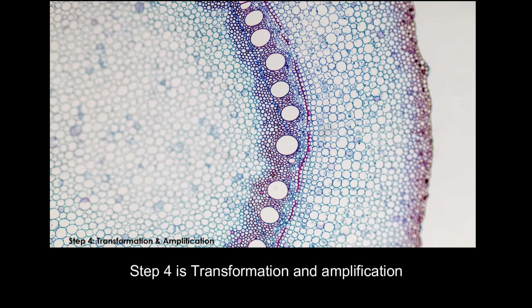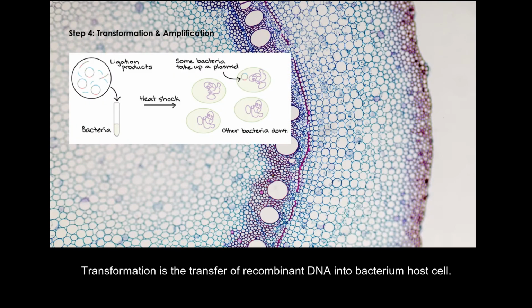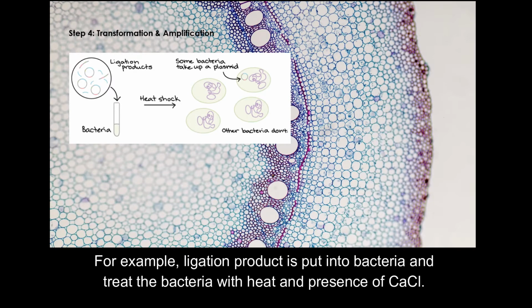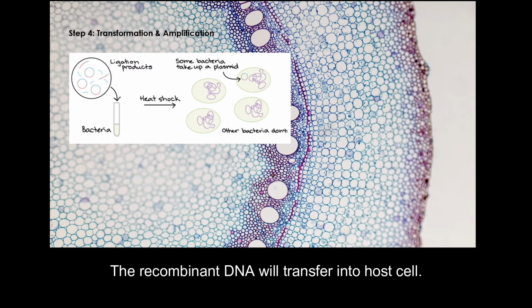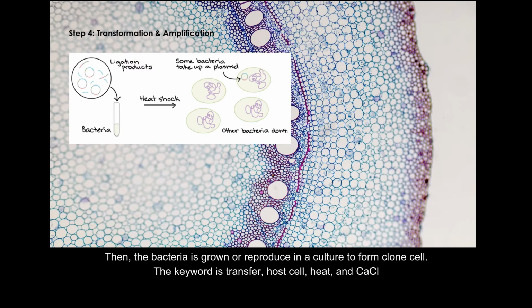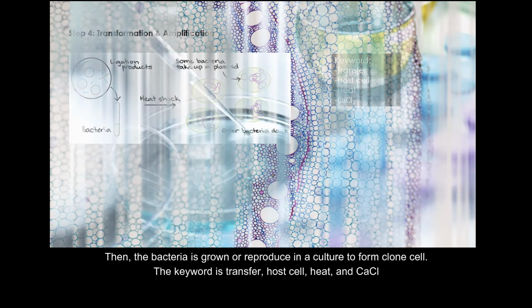Step 4 is transformation and amplification. Transformation is the transfer of recombinant DNA into a bacterium host cell. For example, the ligation product is put into bacteria and the bacteria are treated with heat in the presence of CaCl2. The recombinant DNA will transfer into the host cell. Then, the bacteria are grown or reproduced in a culture to form clone cells. The key words are transfer, host cell, heat, and CaCl2.